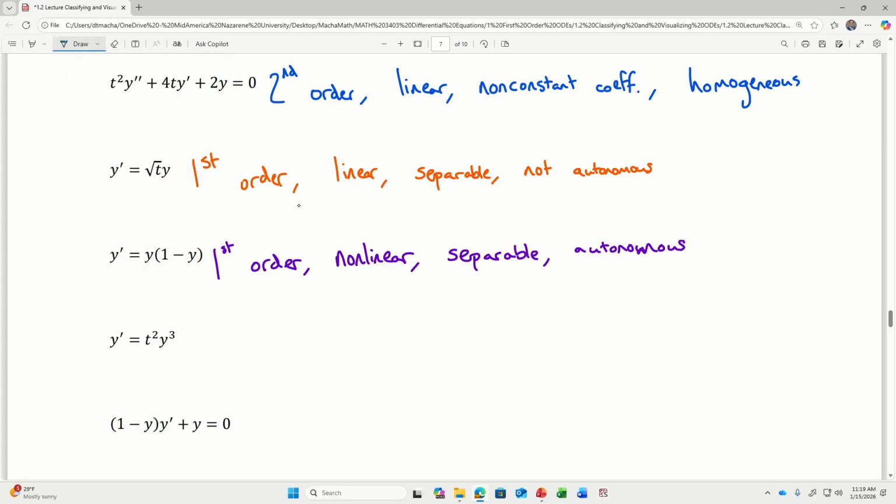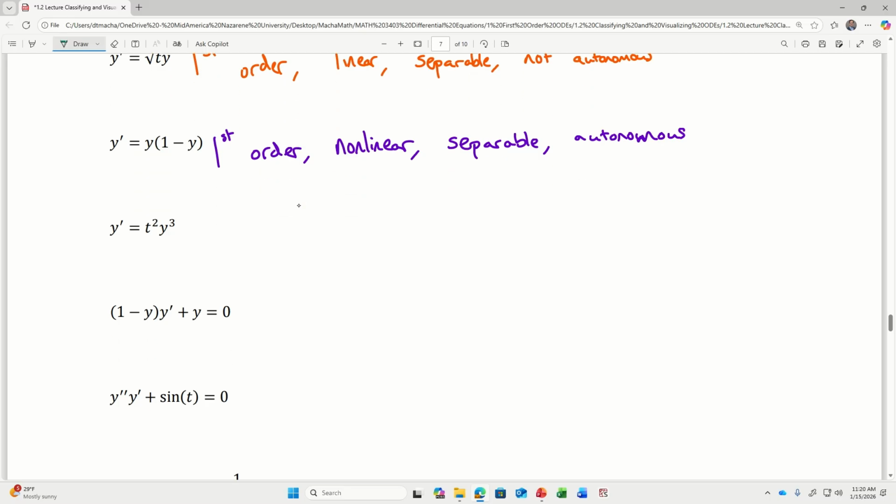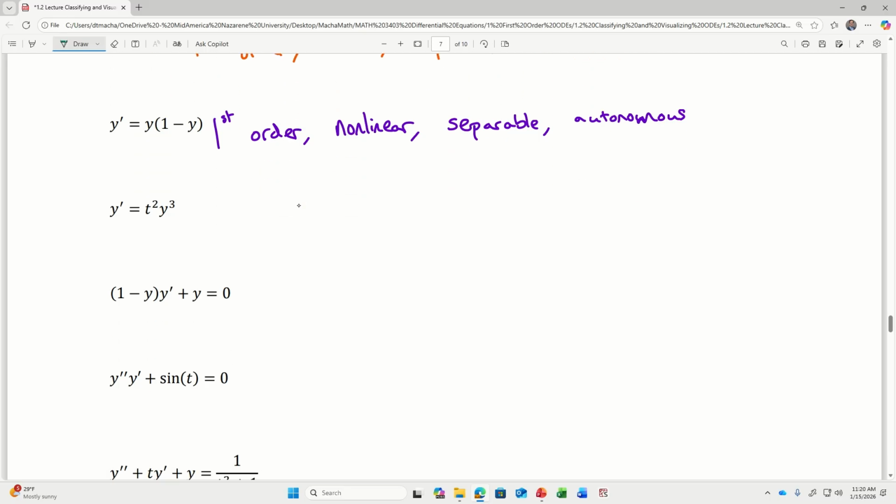y prime equals t squared y cube. Is that first order or second order? First order. Is it linear or nonlinear? Is it separable or not separable? Separable. Is it autonomous or not autonomous?